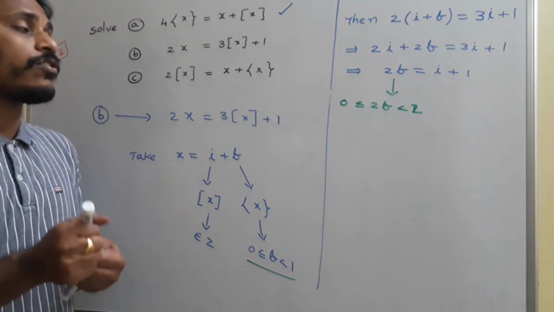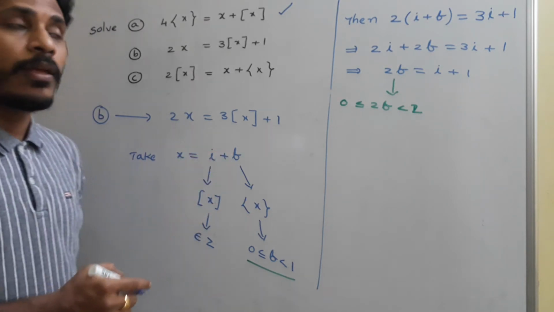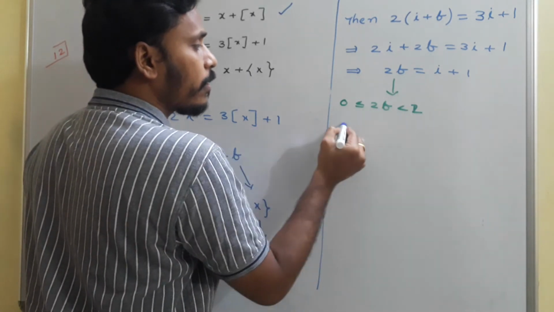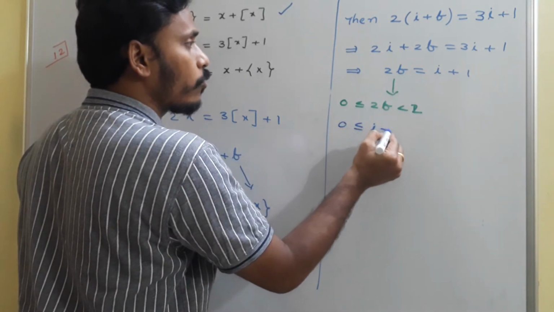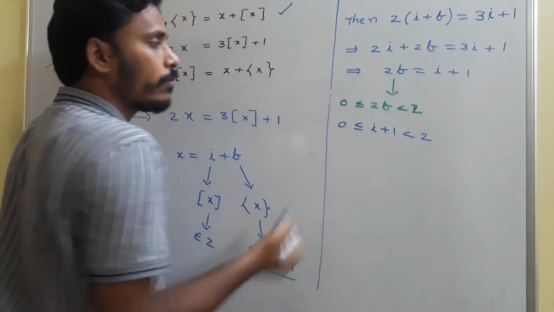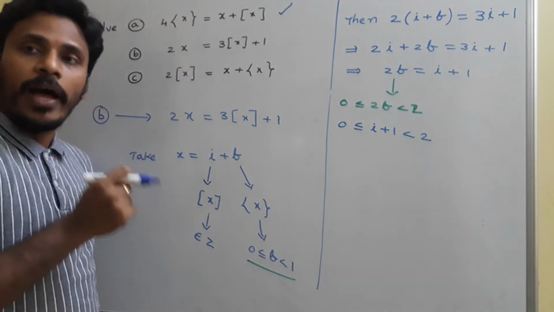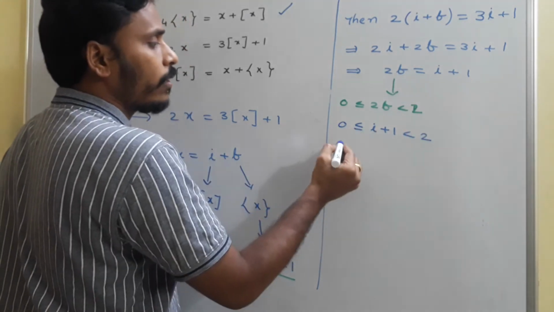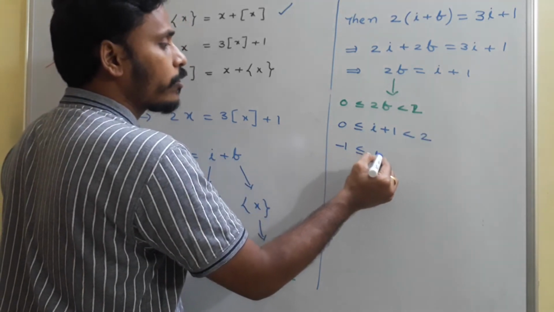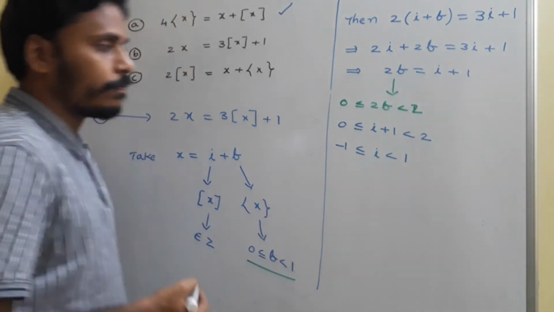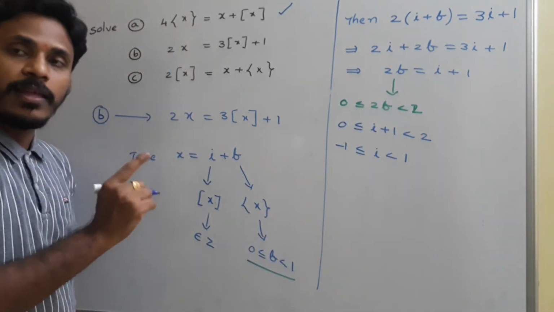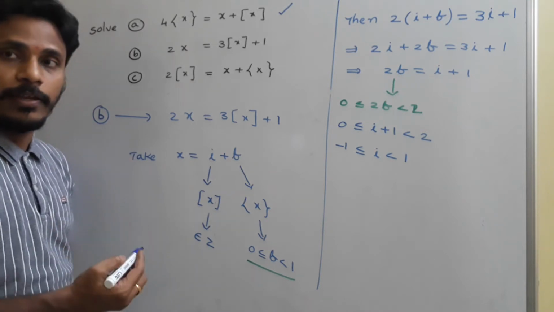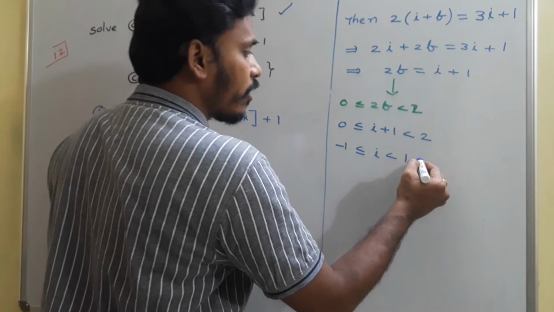Since 2f is between 0 and 2, what is 2f? Here we have 2f as i plus 1. So this implies 0 is less than or equal to i plus 1 less than 2. I need to find out i, an integer. So since it is i plus 1, subtract 1. So minus 1 is less than or equal to i less than 1. And since minus 1 is less than or equal to i less than 1, what do you say about the values of i? After that we need to solve for each and every case.